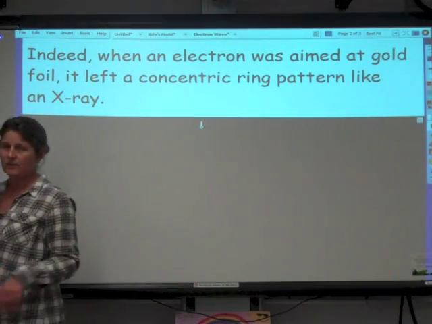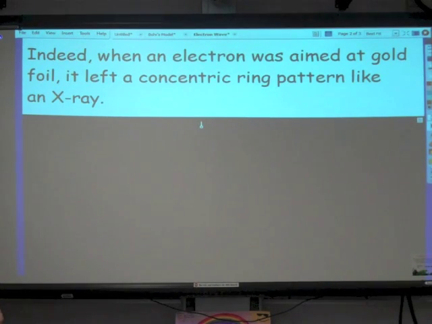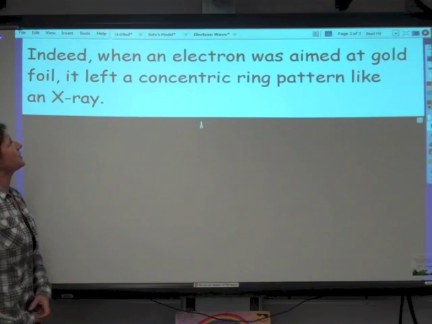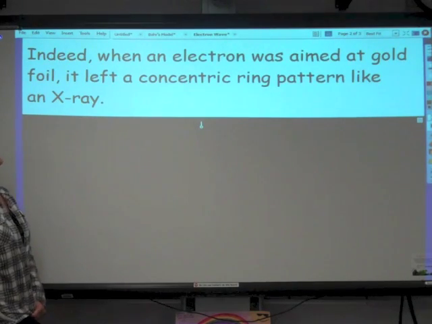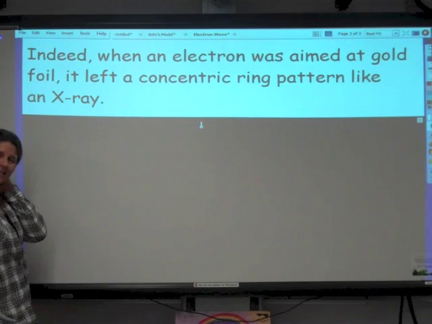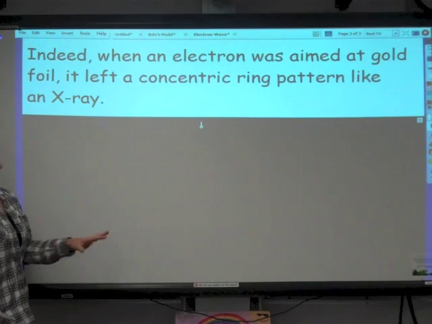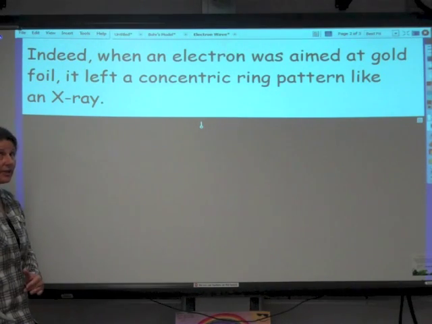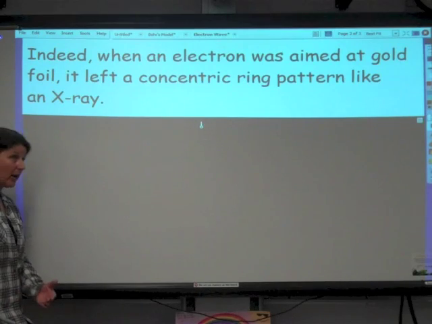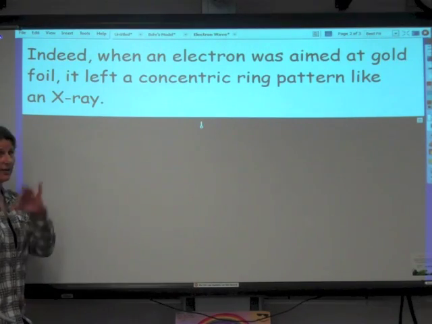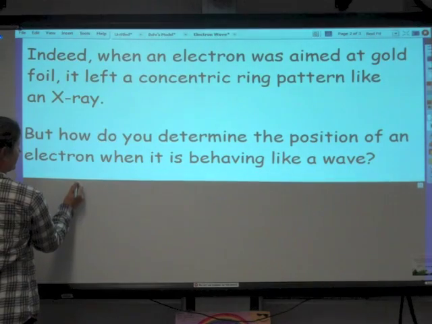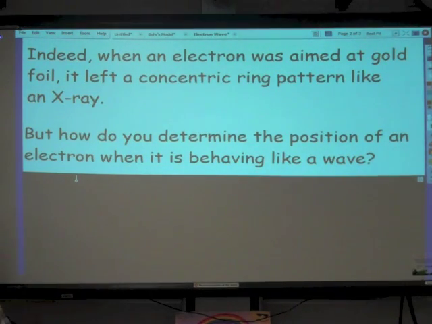Here comes the science to try to prove that an electron can behave like a wave. So indeed, when these physicists performed the experiment where an electron was aimed at gold foil, it left a concentric ring pattern exactly like an X-ray. So yes, in fact, the electron does behave like a wave. So waves act like matter, and matter acts like waves. So then again, how do you determine the position of an electron when it's behaving like a wave? Because again, waves are everywhere at once.